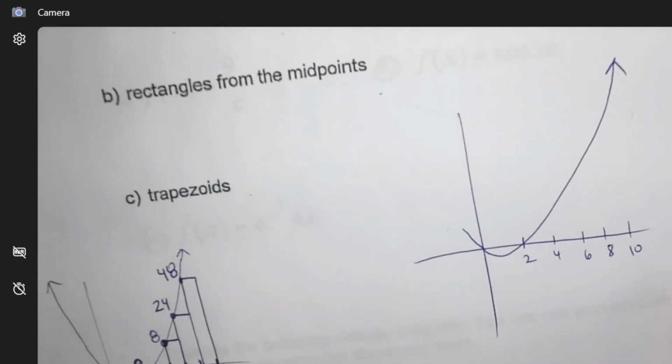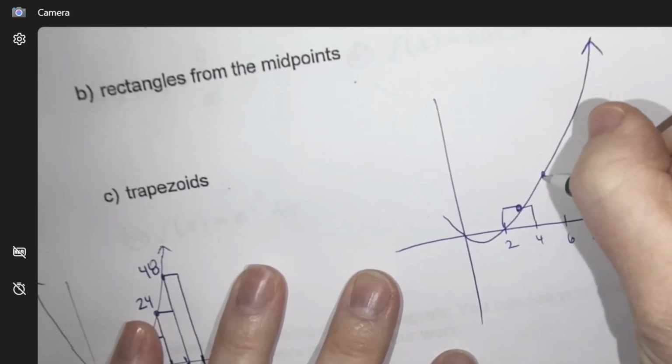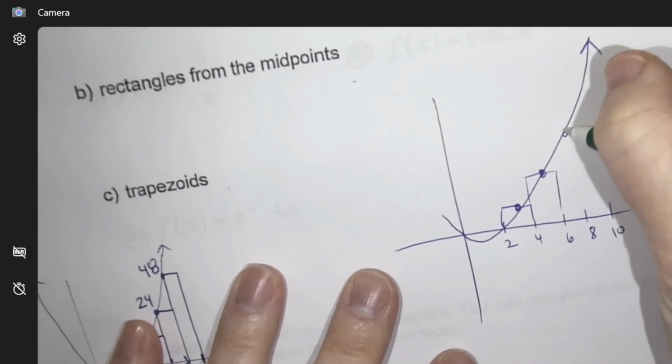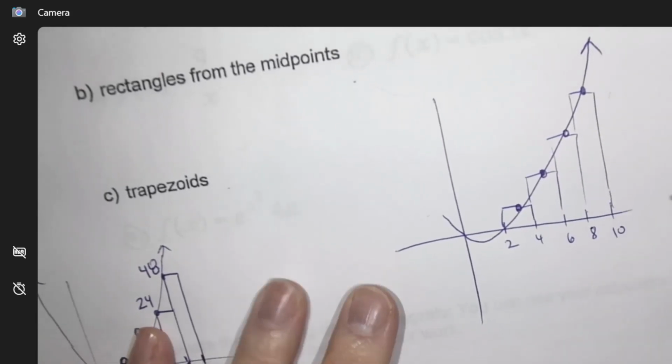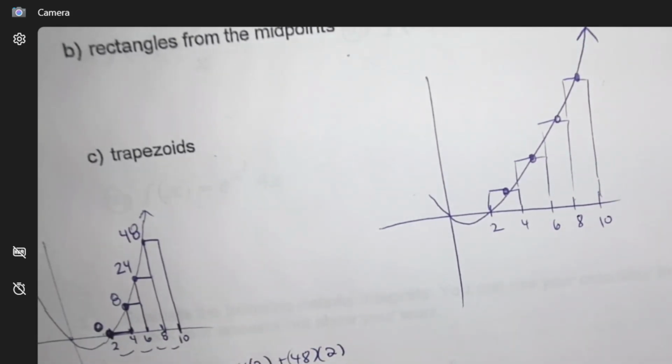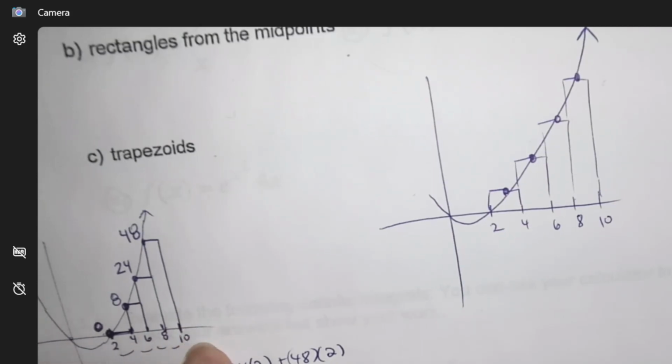Okay, midpoints was the next one I wanted you to do. So you're drawing your rectangles from the middle. Wait, what about the right? I didn't have it on this question. Do you want me to do it? I can do it. No. Rectangles from the right. I didn't do it on this one.